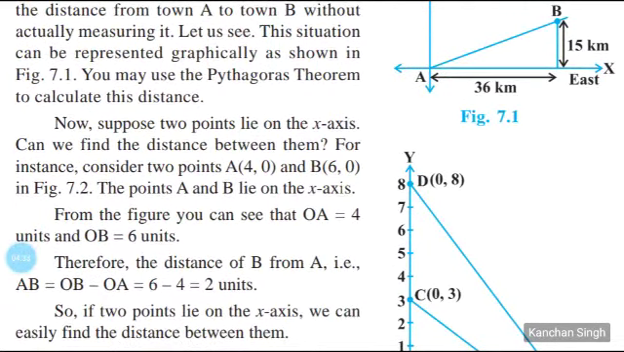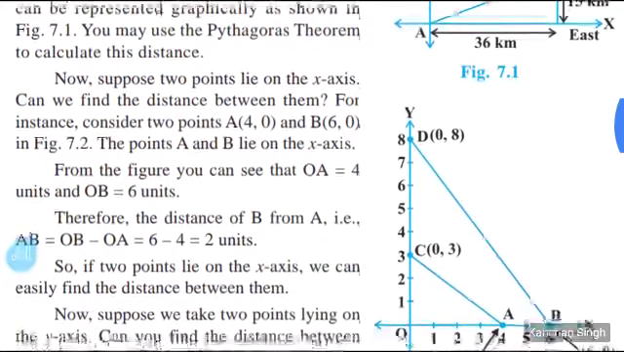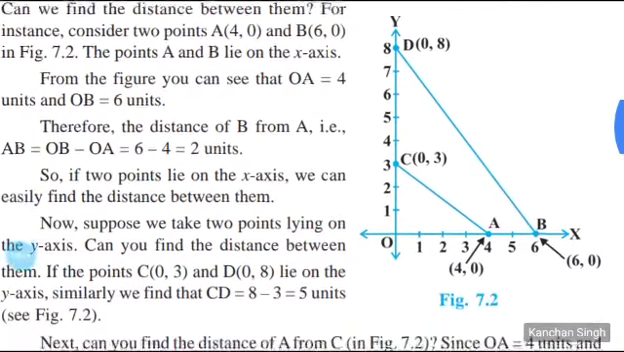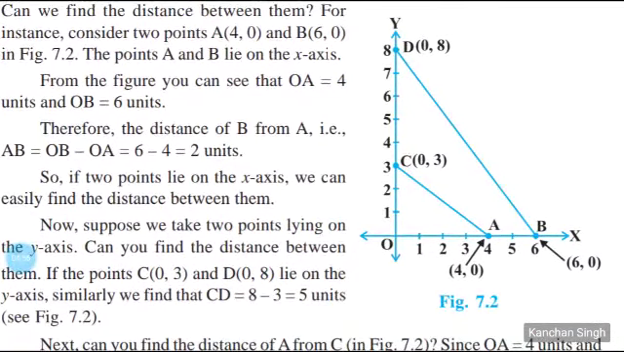Now, suppose 2 points lie on the x-axis. We can find the distance between them. For instance, suppose we have drawn the graph, and we consider A as (4, 0) and B as (6, 0). Just see the figure: the points A and B lie on the x-axis.